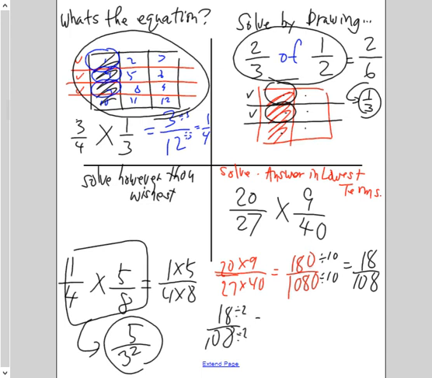I'm just going to divide by 2. I'm going to get 9 over 54. Then I'm going to say, hold on, I can divide by 3. I get 3 over 9. Oh, I can divide by 3 again. I got an answer of 1 over 3 as my final answer. Did I make a mistake?